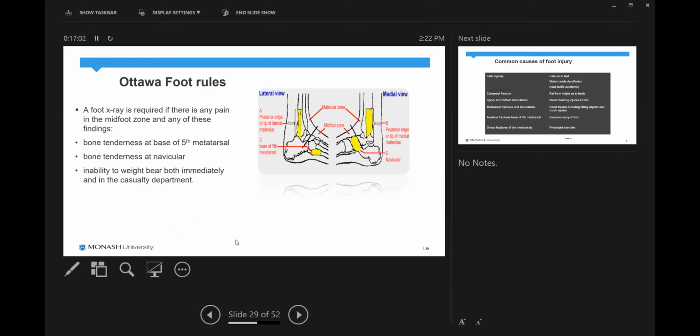Now, moving on to the foot. So the Ottawa foot rules indicate that a patient should be referred for an X-ray if they have pain within the midfoot, or bony tenderness at the base of the fifth metatarsal, bony tenderness at the navicular bone, and then also inability to weight bear.